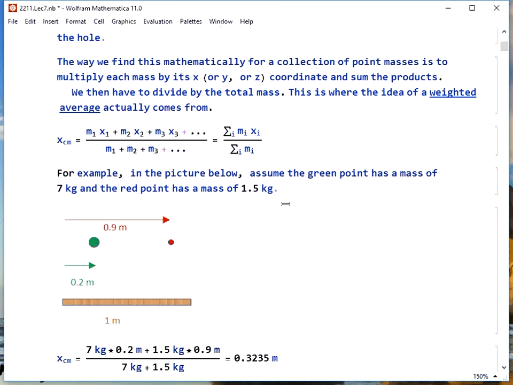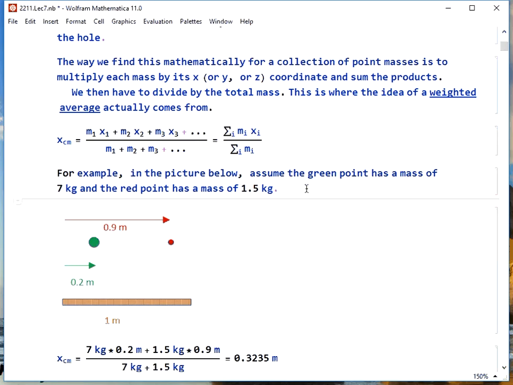If we have a collection of point masses, the way we would find this is we multiply each mass by its position, x, y, or z, whatever coordinate we're talking about, and then sum the products, and then we divide by the total mass so that we get something with dimensions of position again. We could write that like this, and this is actually where the term weighted average comes from, which is the idea that getting 100 on a quiz is not the same as getting 100 on the final exam.